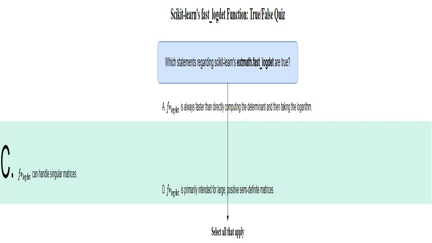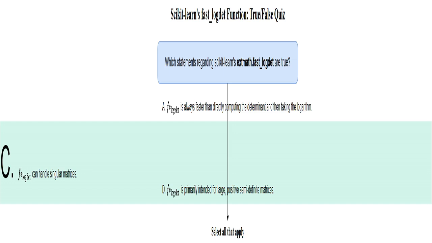This statement is false. A singular matrix has a determinant of 0. Taking the logarithm of 0 leads to negative infinity. The fast_logdet function is not designed to handle such cases gracefully. It is optimized for well-behaved matrices and will likely raise an error or produce an undefined result if presented with a singular matrix.